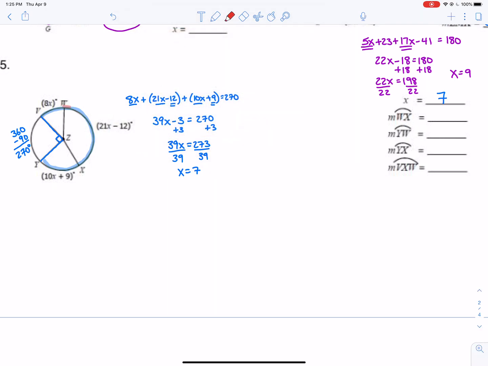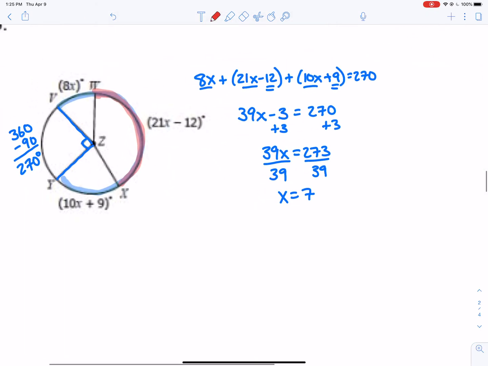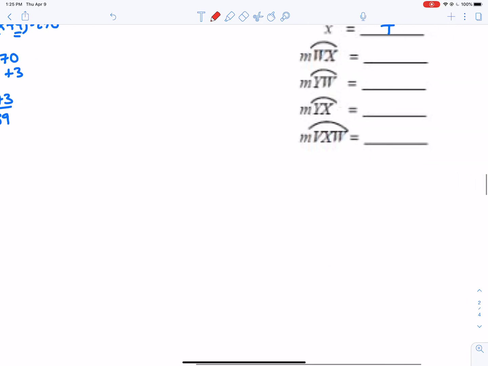Okay, so WX, we just need to plug in the value of x and we'll figure out that arc. Because that would be 21 times 7 minus 12. And so that would give us 135 degrees. Let's just write that over here.